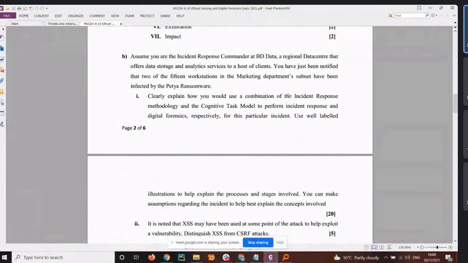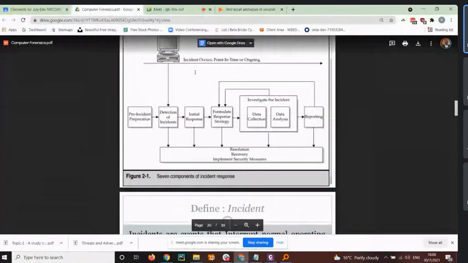How would you use a combination of the incident response methodology and a cognitive task model? We're basically asking you to embed this section when you explain this whole diagram. That's where you'd find some questions end up being a fusion of them. Because of course you can explain this diagram also.